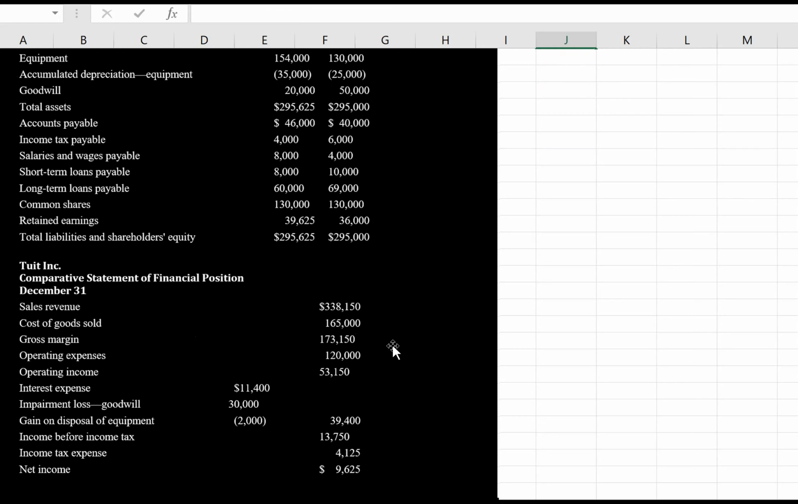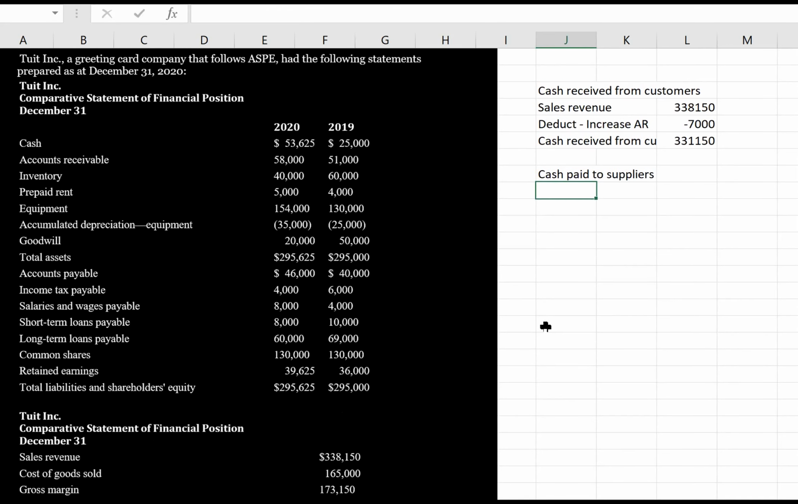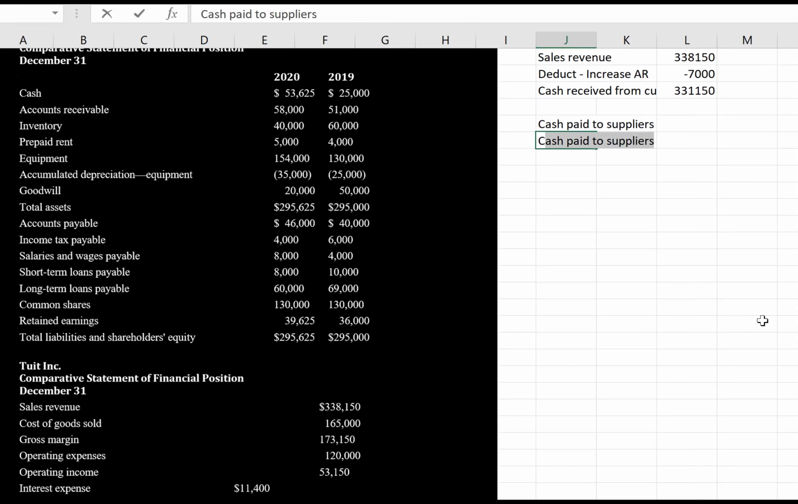Well, we've got cost of goods sold. So this is a manufacturing company. It's a greeting card company. So we have operating expenses and cost of goods sold. And cost of goods sold are going to be part of what we pay to our suppliers as well. So let's start with cost of goods sold. And this number is, we can see right there, 165,000.